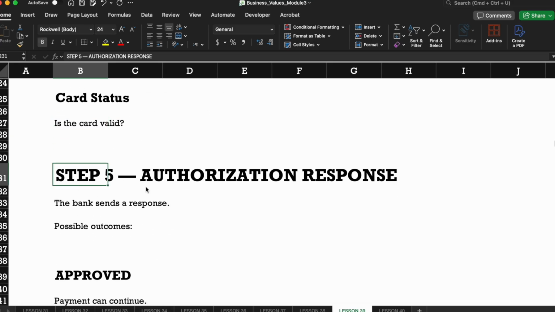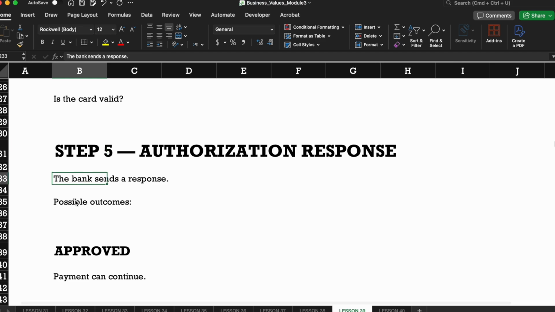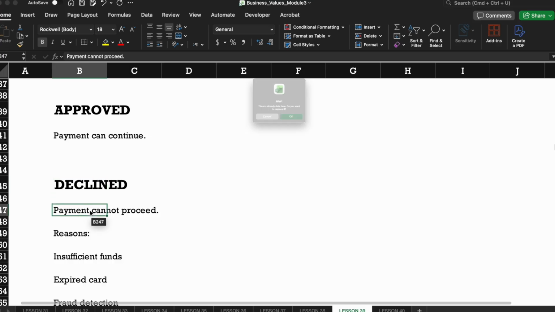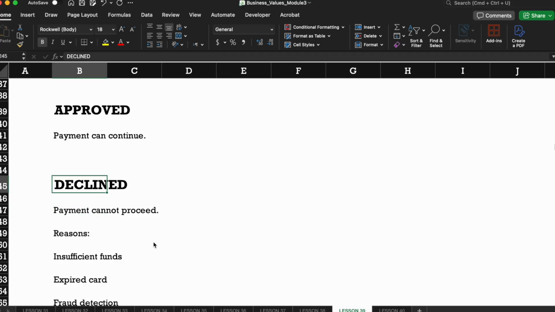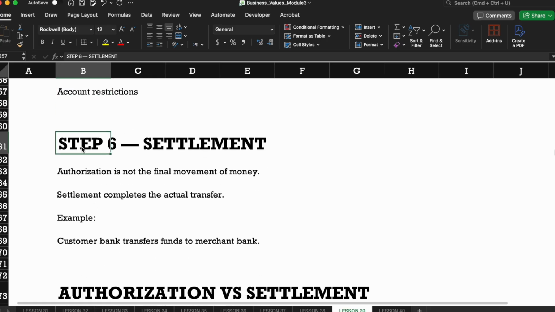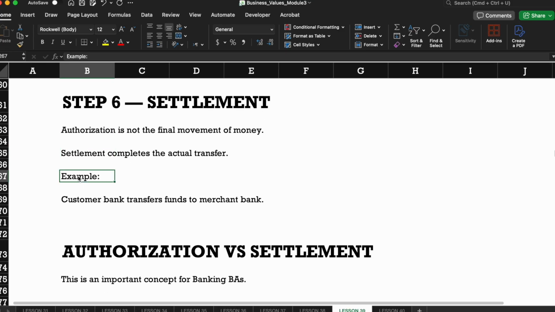Step number 5: authorization response. The bank sends the response. Possible outcomes: approved, payment can continue; or declined, payment cannot proceed. Reasons: insufficient funds, expired card, fraud detection, account restrictions. Step number 6: settlement. Authorization is not the final movement of money. Settlement completes the actual transfer. Example: customer bank transfers funds to the merchant bank.